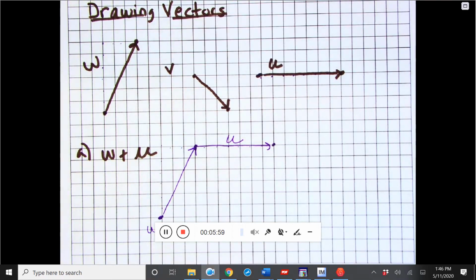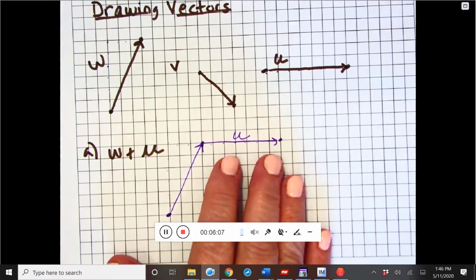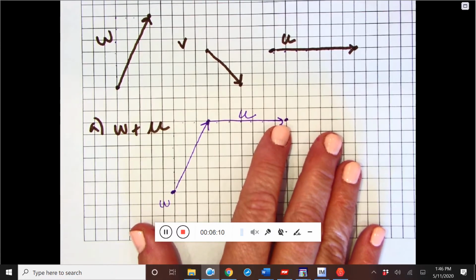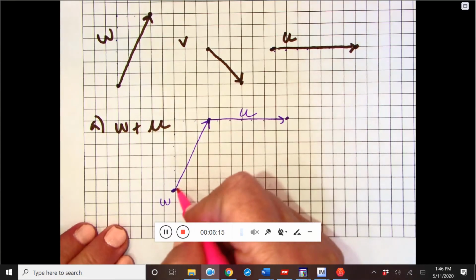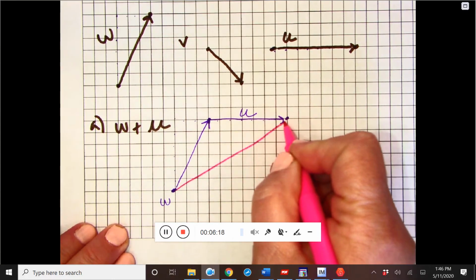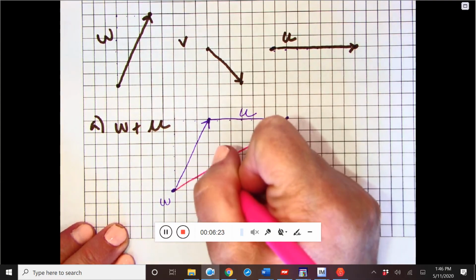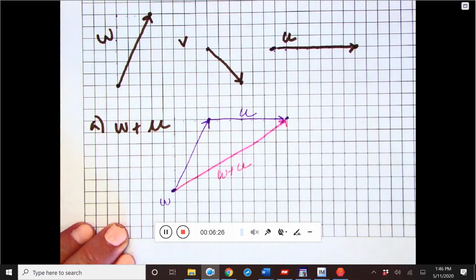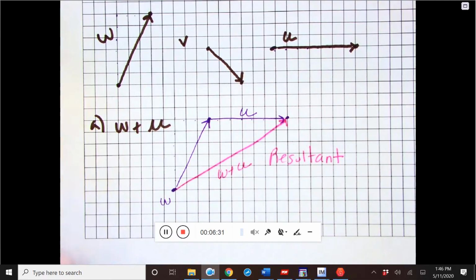Now, what is the result of adding those two vectors? The result is when you connect the initial point of vector W to the terminal point of vector U. Right here, this is a new vector. When you add two vectors, you get a new vector. This is vector W plus U, and it's called the resultant vector.